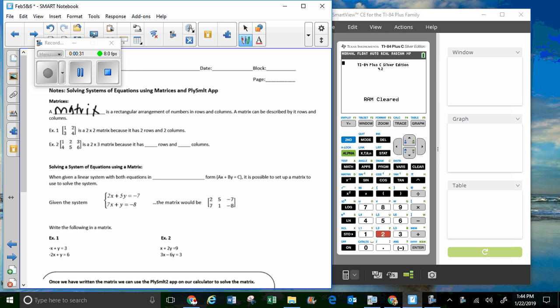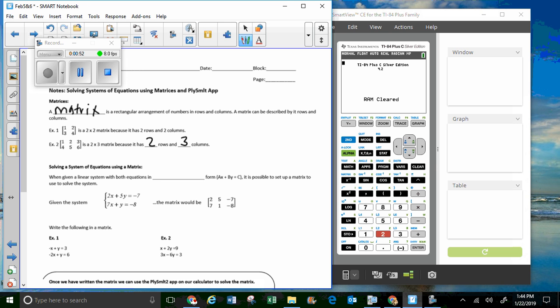is a rectangular arrangement of numbers in rows and columns, and a matrix can be described by its rows and columns. So if you look at the first example, it's got 2 rows and 2 columns. It's a 2 by 2 matrix. The next one is a 2 by 3 matrix because it has 2 rows and 3 columns.